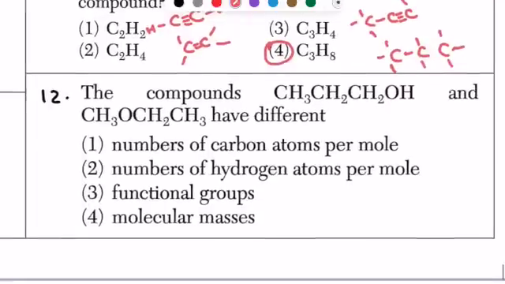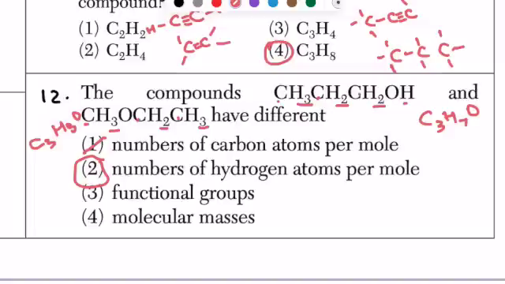These two compounds have different what? So let's write their molecular formulas first. In the first one, we have 1, 2, 3 carbons, and then 1, 2, 3, 4, 5, 6, 7 hydrogens, and only 1 oxygen. In the second one, we have 1, 2, 3 carbons, we have 3, 4, 5, 6, 7, 8 hydrogens, and then we have 1 oxygen. So do they have different number of carbon atoms? They don't. Do they have different number of hydrogen atoms? Yes, they do. Do they have different functional groups?